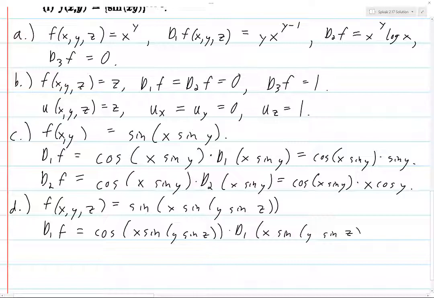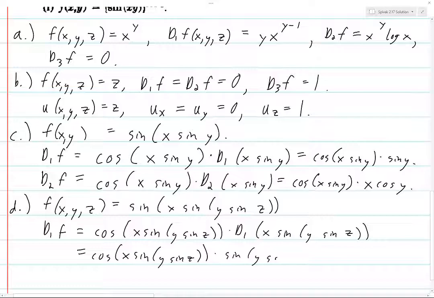Okay, so we have that. And now when we evaluate this derivative, we again need to use the chain rule. So this cosine of x sine y sine z is there again. And then when we take the derivative of this, we've got the sine of y times sine of z. There's no x in there, so that's just a constant. So when we take the derivative with respect to x, we just get sine of y times sine of z. Okay, so that's not too bad.